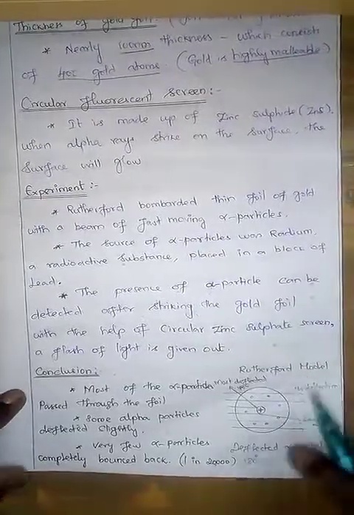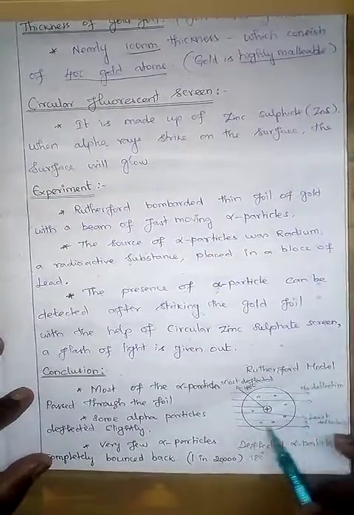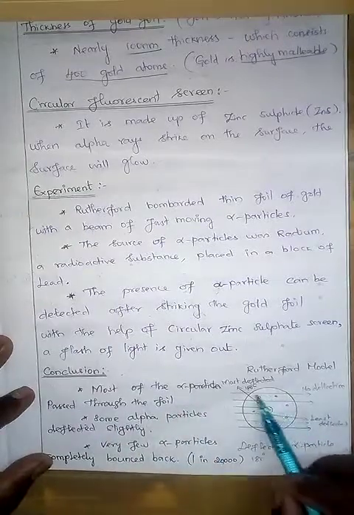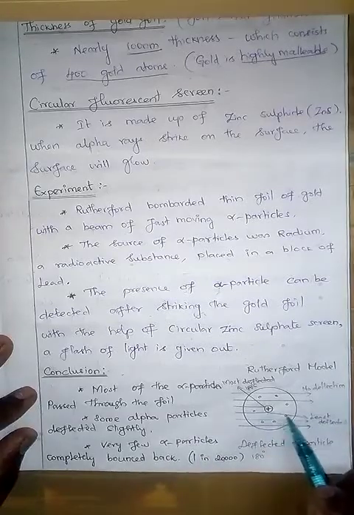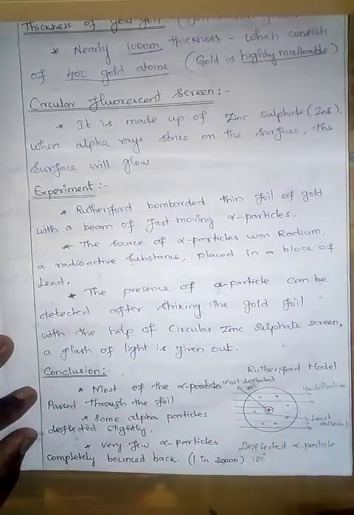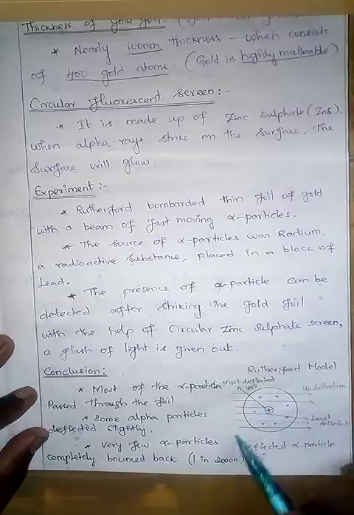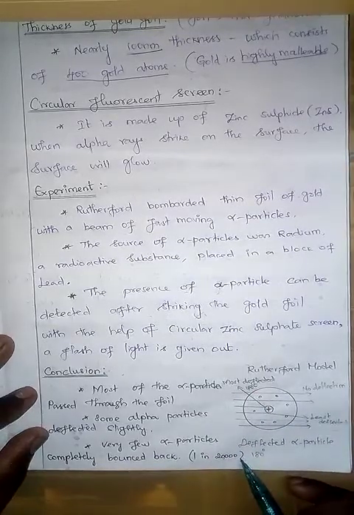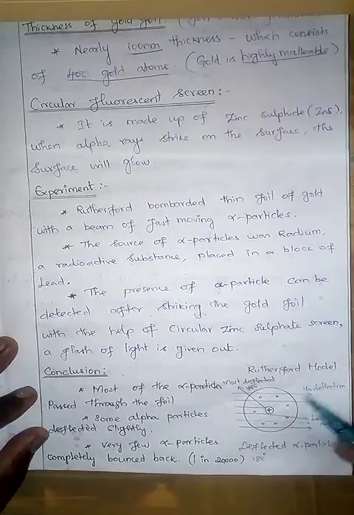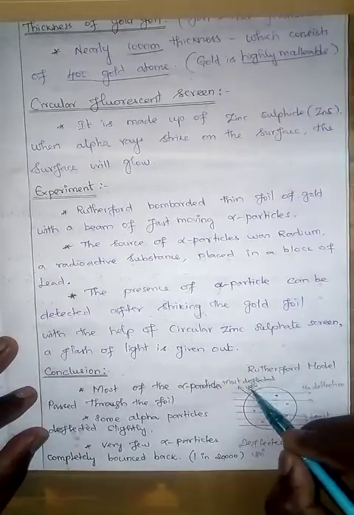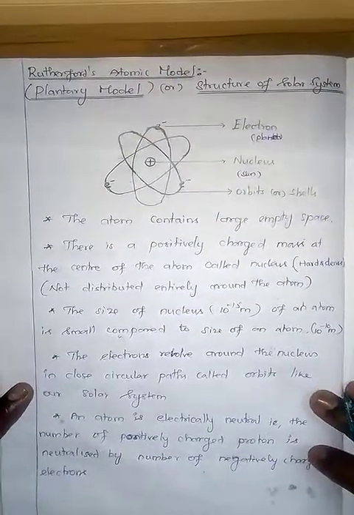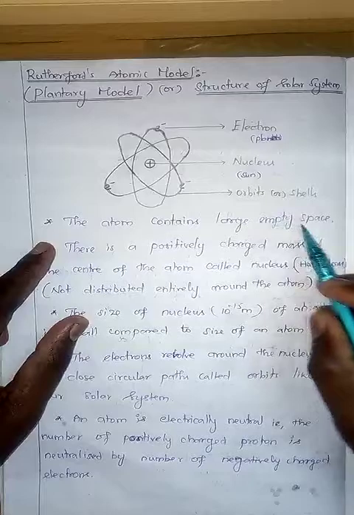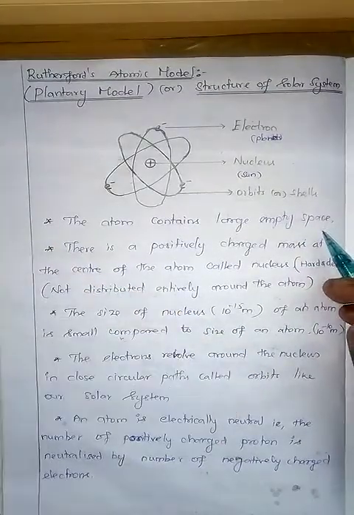If we pass the alpha particles through the gold atoms, most of the alpha particles pass through the gold foil. Some alpha particles get deflected slightly, you could see here, only some alpha particles are deflected slightly. Very few bounced back. Around 1 in 20,000 alpha particles get deflected around 180 degrees. By doing calculations, Rutherford confirmed that the atom consists of large empty space. That is the reason most of the alpha particles pass through the atom.